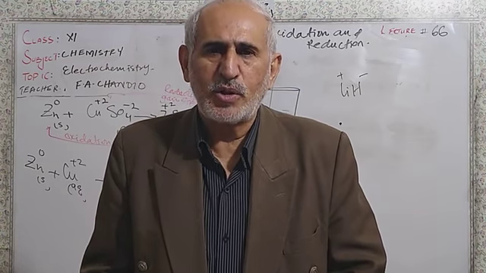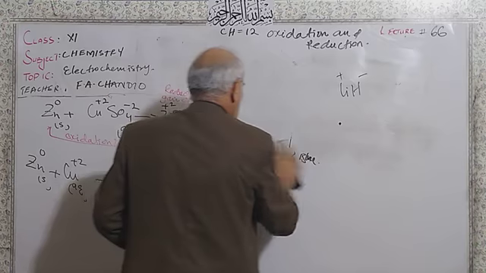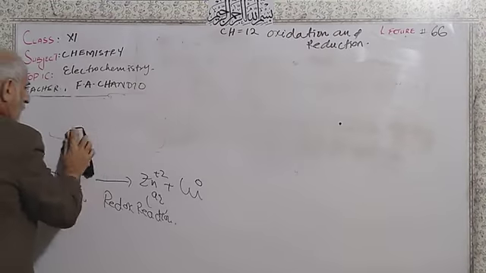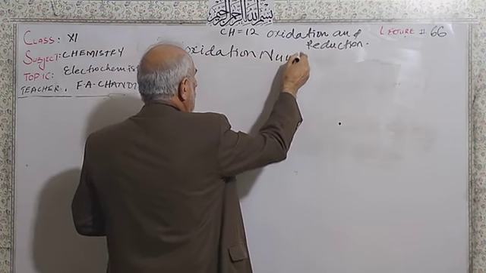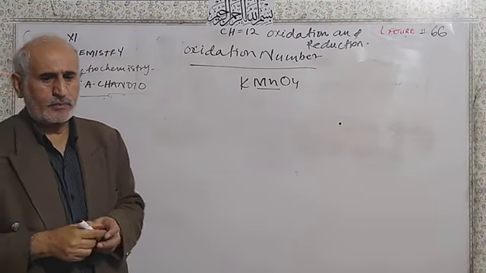Here we have an example of calculating oxidation number, the apparent charge. Suppose the examiner asks you to calculate the oxidation number of manganese in potassium permanganate.